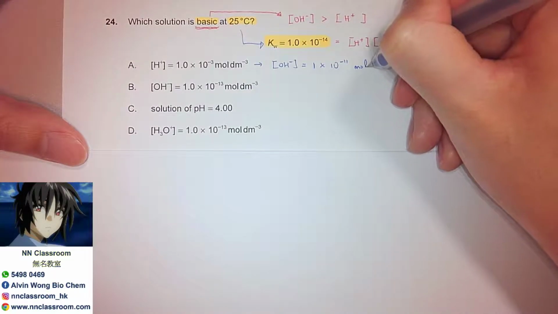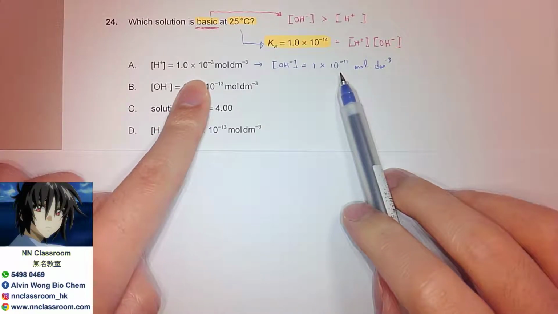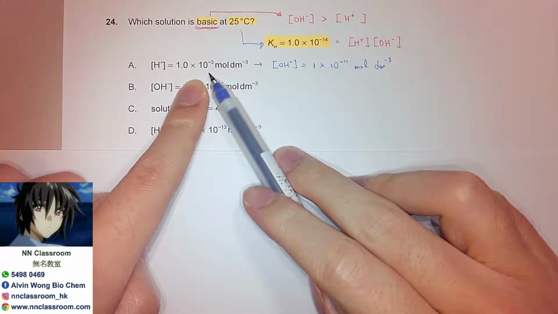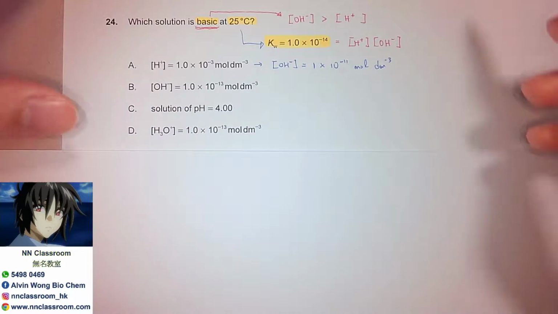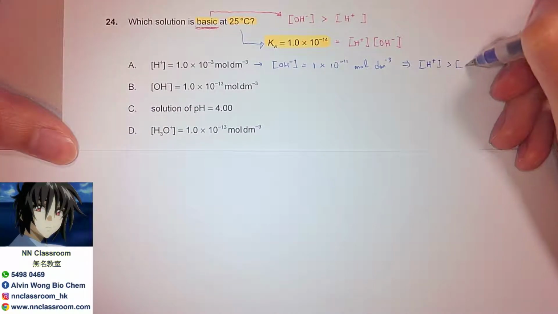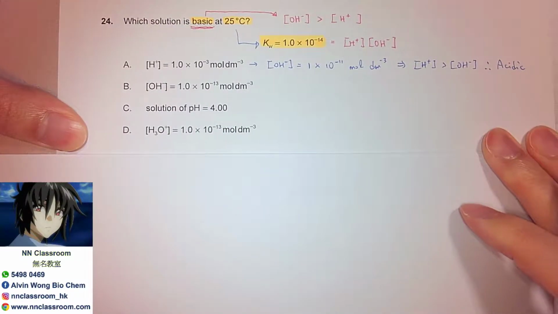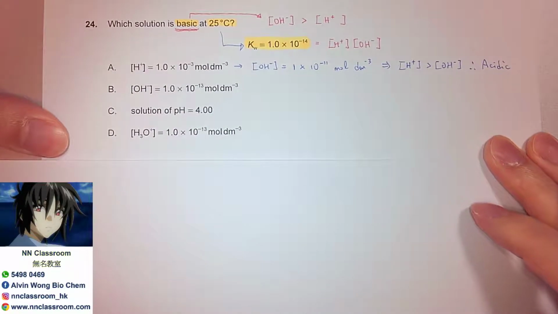per dm cube. Obviously, comparing these two values, simple maths, the proton is higher than the hydroxide. So in this solution, the proton concentration is bigger than the hydroxide concentration. Is this going to be an alkaline situation? No. This is going to be acidic. So not our choice. Makes sense?